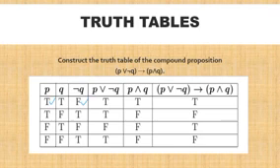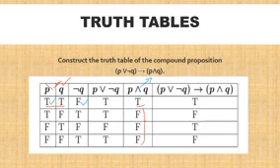According to the definition of cap, both are true means true, otherwise it will be false. So here we need to consider P and Q. Both should be true. So here both are true means the answer will be true. For all the remaining, both are not true, hence the answer is given as false.